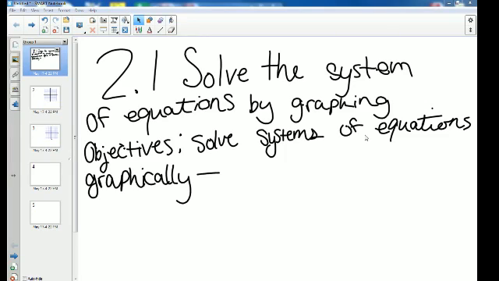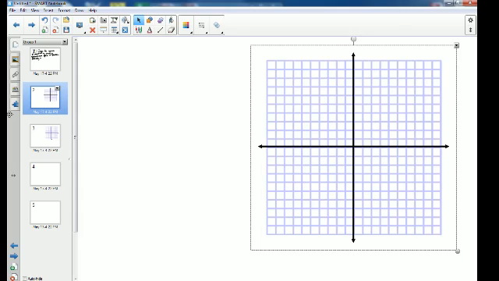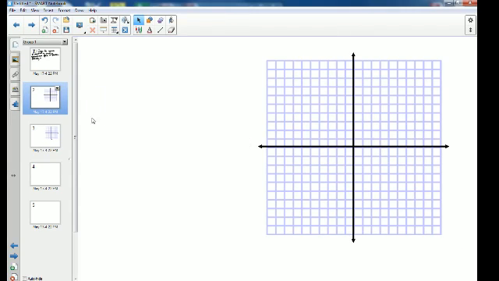This video is about solving systems of equations by graphing. The objective is to be able to solve a system by graphing. I have two examples.